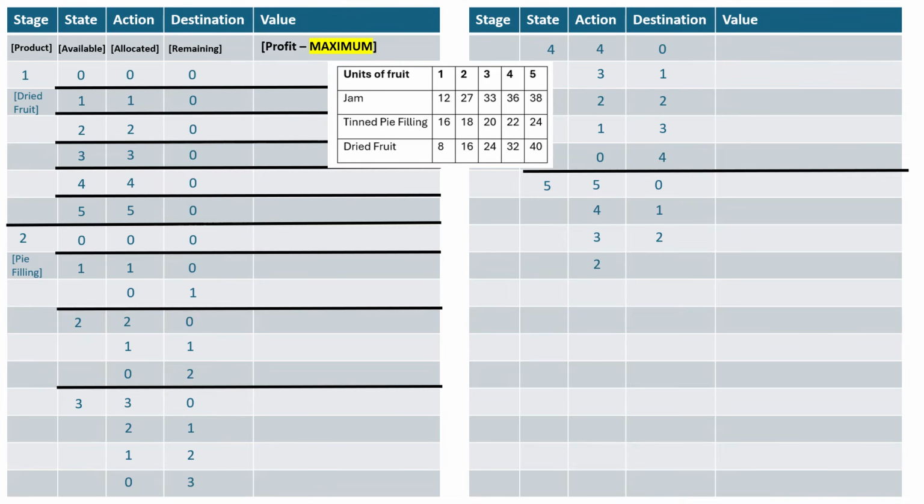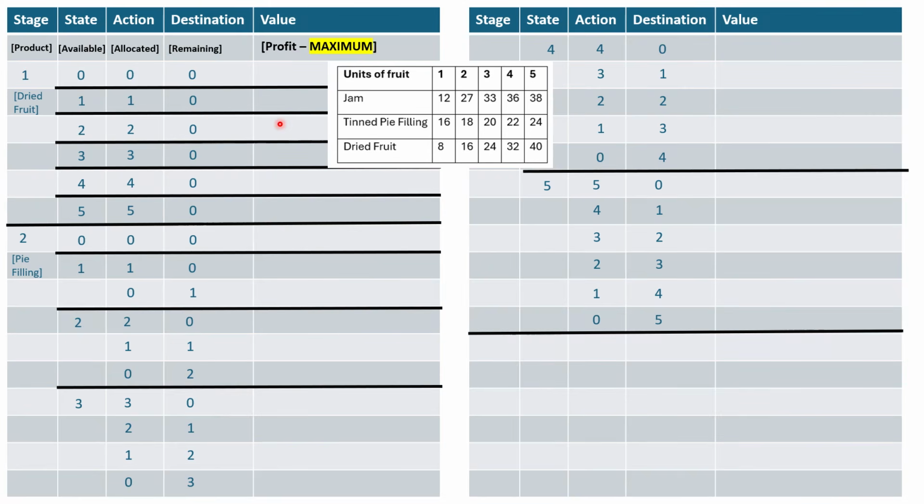You have to pay a lot of attention. Remember that the destination in 1 stage links back to the state in the other. I'll do my best to highlight and point them out as we go. So our first section is lovely and straightforward. There is no profit if we don't allocate anything to dried fruit. If we allocate 1 unit to dried fruit, we get our 8 that's here.